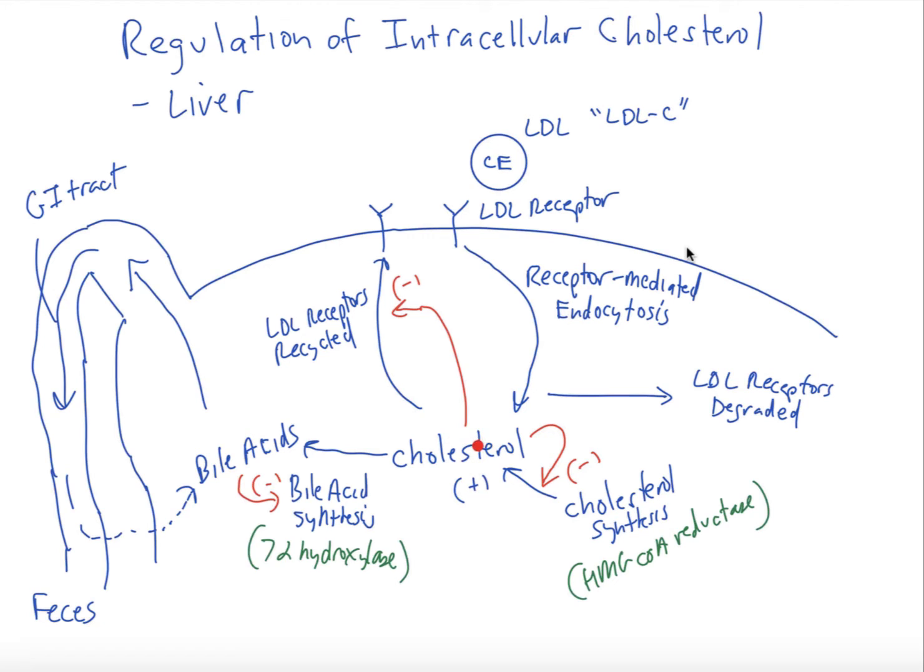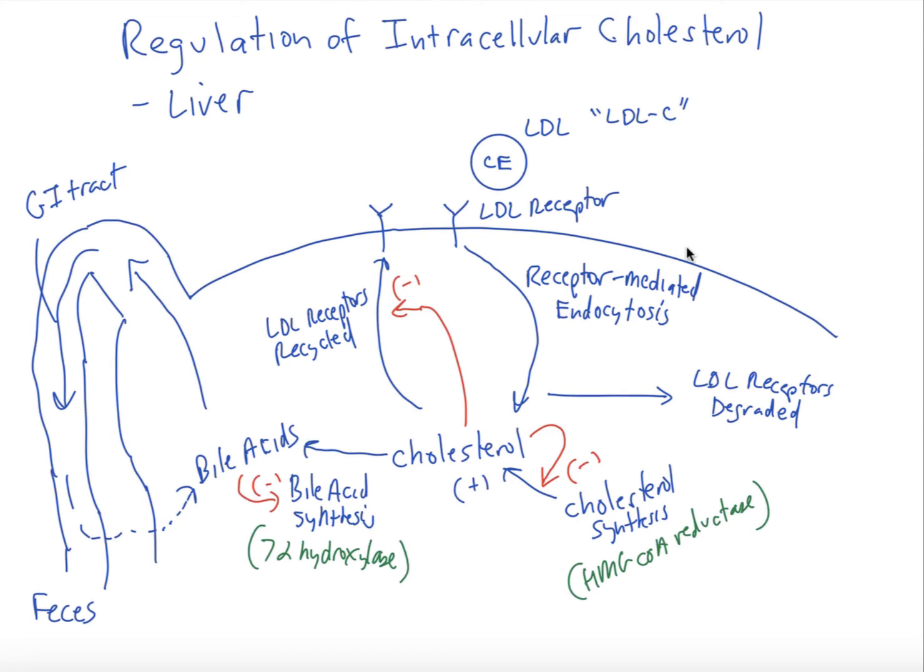Now what happens to the cholesterol once it's inside? Well, the cholesterol could be made into bile acids. It's the precursor to bile acids. There's a bile acid synthesis pathway, and one of the important enzymes here is 7-alpha hydroxylase. That's the rate-limiting step and a regulated step.